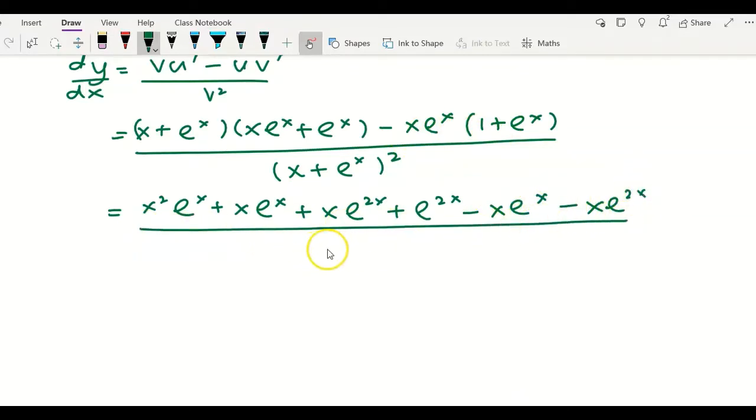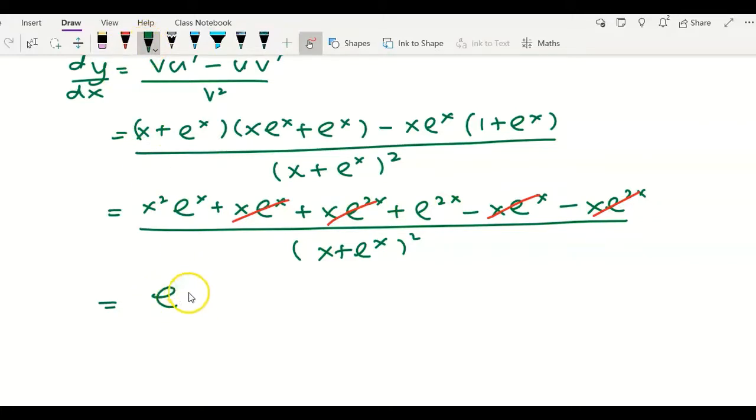Later on, we're going to check the numerator if there is any like term that we can combine or cancel off. x e^x and x e^x we can cancel off, positive x e^x and negative x e^x. And what else can we cancel off? This is x e^2x and this is also x e^2x, and they are opposite signs, so we can cancel off. And what we are left with is x squared e^x plus e^2x.